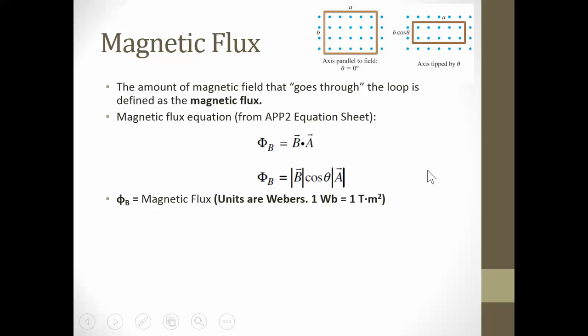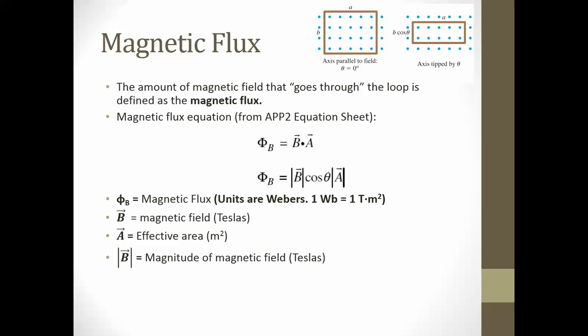In this case, magnetic flux, which we represent with the Greek letter phi, has units of Webers, and a Weber is equal to 1 Tesla times a meter squared. And you can see that from the equation. This is the Tesla, and area is a meter squared, and that gives us the units for flux. So B is our magnetic field in Teslas, A is our effective area in meters squared.